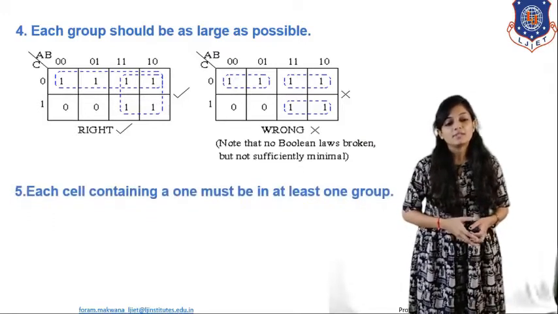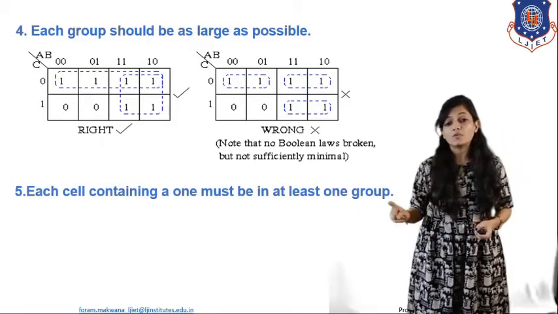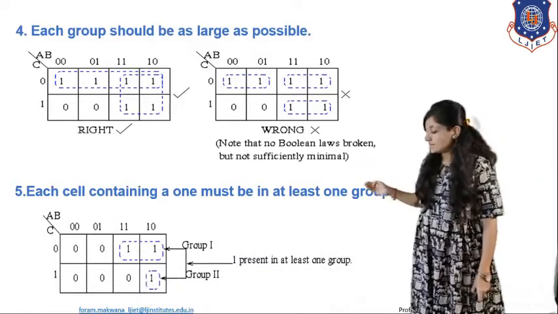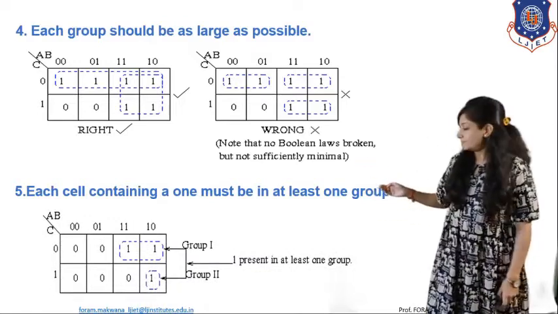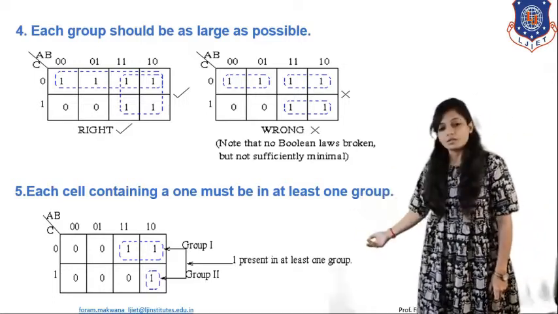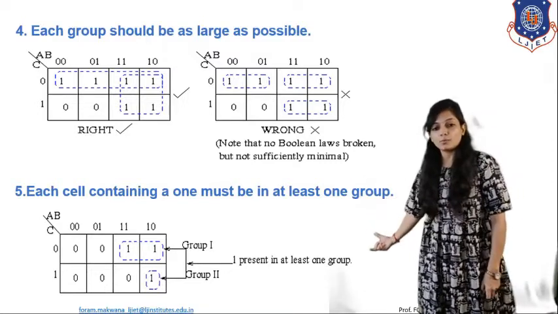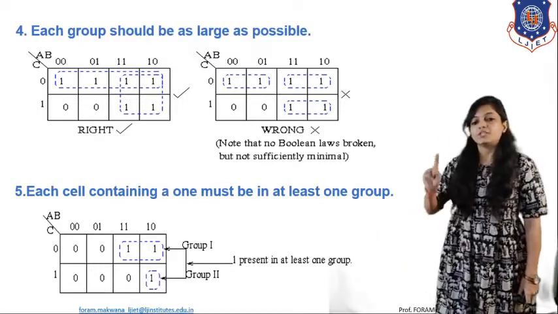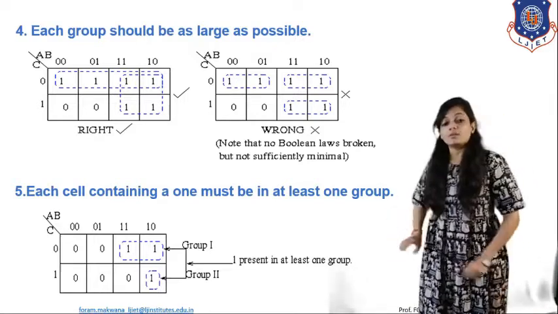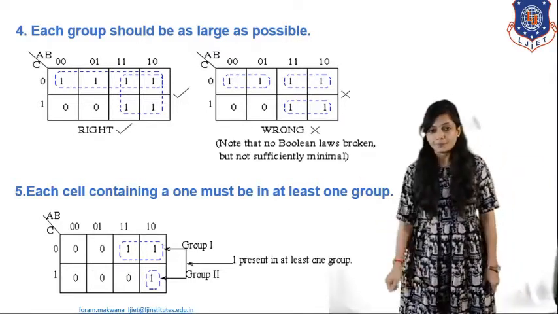Fifth rule: each cell containing a 1 must be in at least one group. That means no one should be left remaining. How? A, B and C, 3 variables are there: 0, 0, 0, 1, 1, 0 and 1, 1, and C is 0 and 1. We know that over here, group 1 is there for grouping 2 ones, and group 2 includes only 1. That means we can't say that one remains left. We need to include that one in another group. Alright?